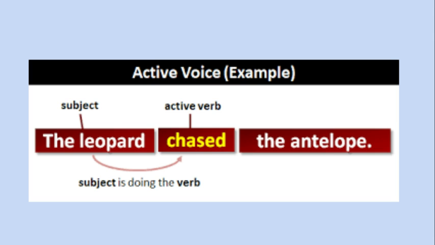In this sentence, the leopard is the subject, chased is the active verb, and in this sentence, you can see that the subject is doing the verb.